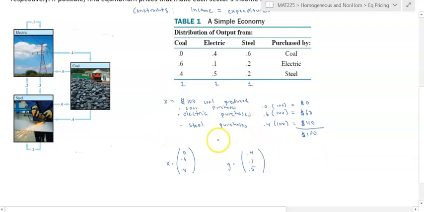And then we similarly would have for steel, we'd have Z. That would again be how many dollars of output steel produces. And then 60% of that dollar output goes to coal, 20% to electric, and 20% to steel. So each of these vectors represents the dollar amount, in this case, of coal purchased by each of the three sectors.